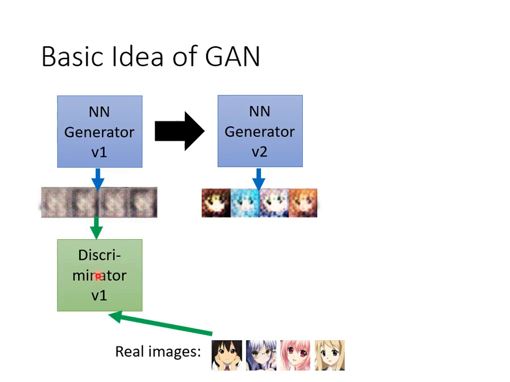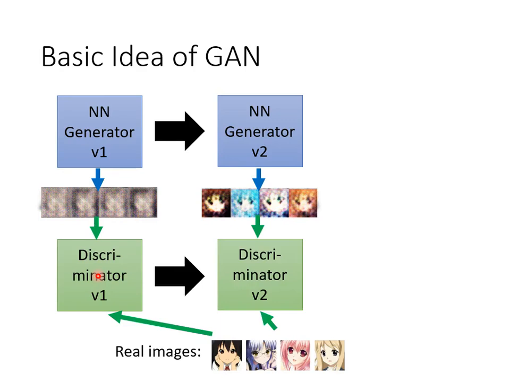But the discriminator will also evolve. The first discriminator will evolve to be the second discriminator. The second discriminator will try to distinguish the difference between this set of images and the real images. It will try to find the difference between the two. For example, it finds that the generated pictures are relatively simple. Neither hair nor mouth is in these images.